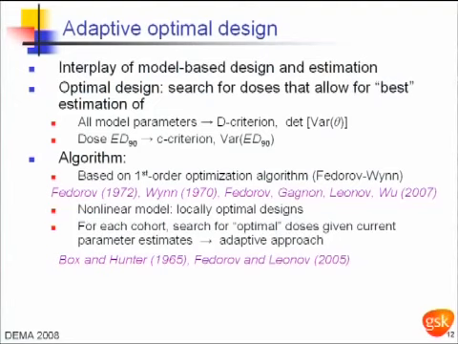We are talking about locally optimal designs usually. We don't know the values of parameters. That's why we try to do estimation and design in parallel. For each cohort, we search for optimal doses given current parameter estimates. And this is what we call the adaptive approach.